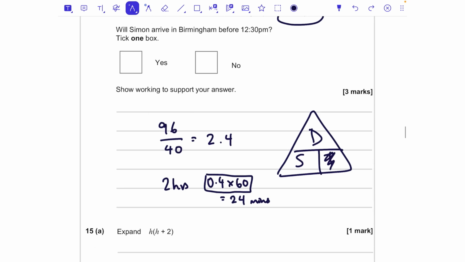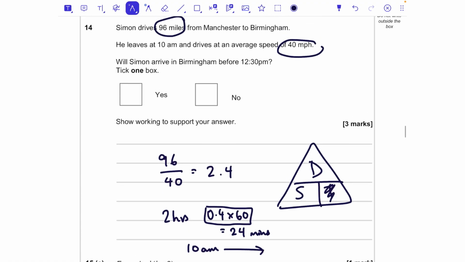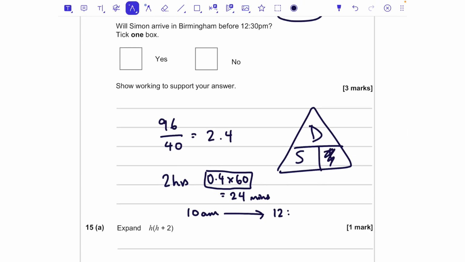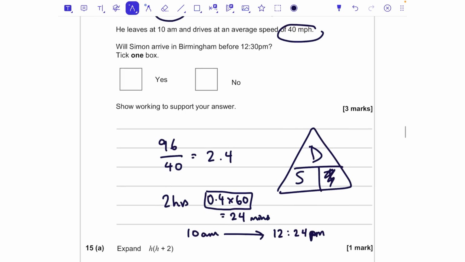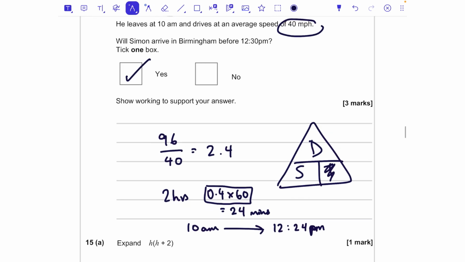So if he left at 10 a.m, 2 hours and 24 minutes after that is going to be 12:24 p.m. It's in the afternoon at that point, isn't it? So there we go. Does he get there before 12:30? Yes, he does. 12:24 is before 12:30.